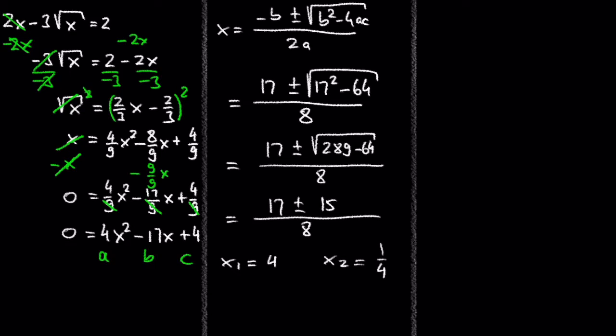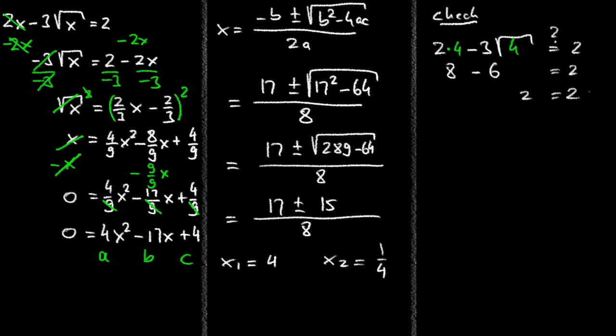Because the index of the root is even, we have to check our solutions. Let's plug in first the 4. 2 times 4 minus 3 times the square root of 4 equals 2. 2 times 4 is 8. The square root of 4 is 2. And negative 3 times 2 is negative 6. 8 minus 6 is 2. And 2 equals 2 is true. So our first solution is 4.